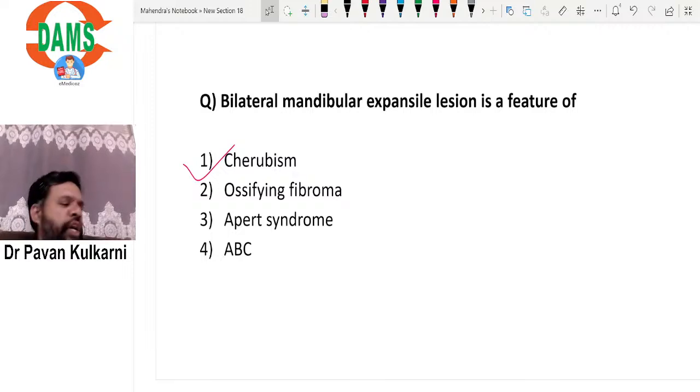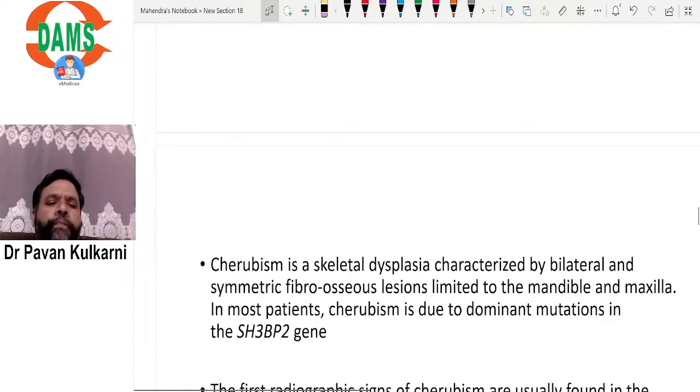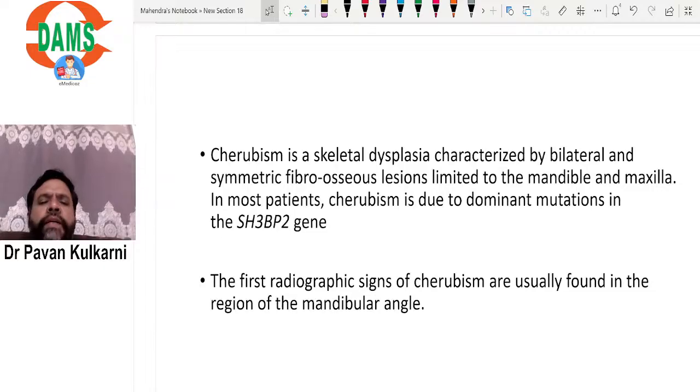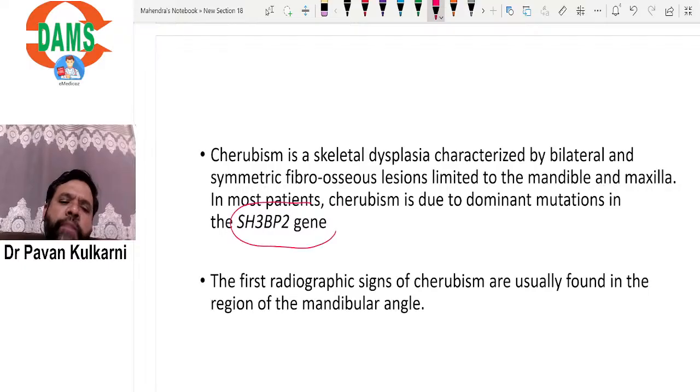Cherubism has now been described as a type of fibrous dysplasia. So cherubism typically affects the mandible and maxilla. There will be a gene that is mutated here, that is the SH3BP2 gene.